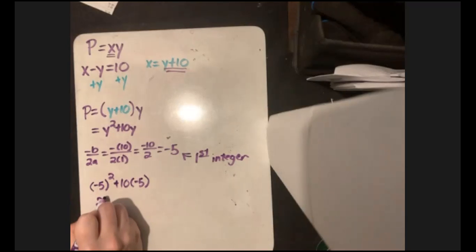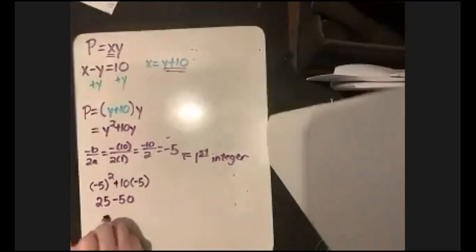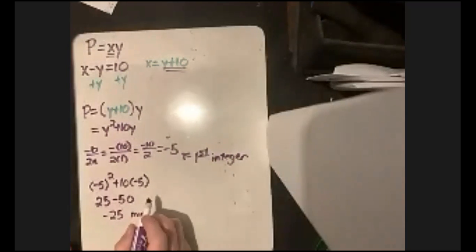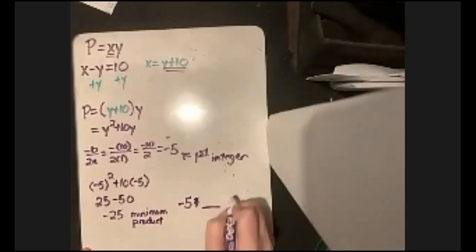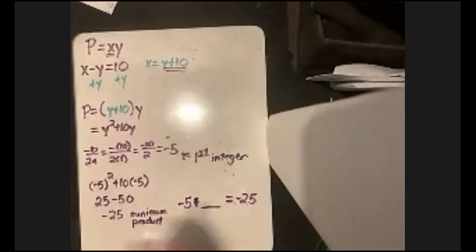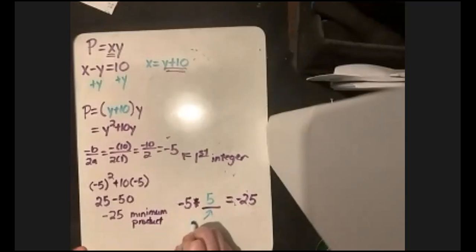negative 5 squared is 25 minus 50. That gives me negative 25. This is the minimum product. Okay, so now the question is negative 5 times what gives me negative 25? And the answer there is 5. So this is my second integer.